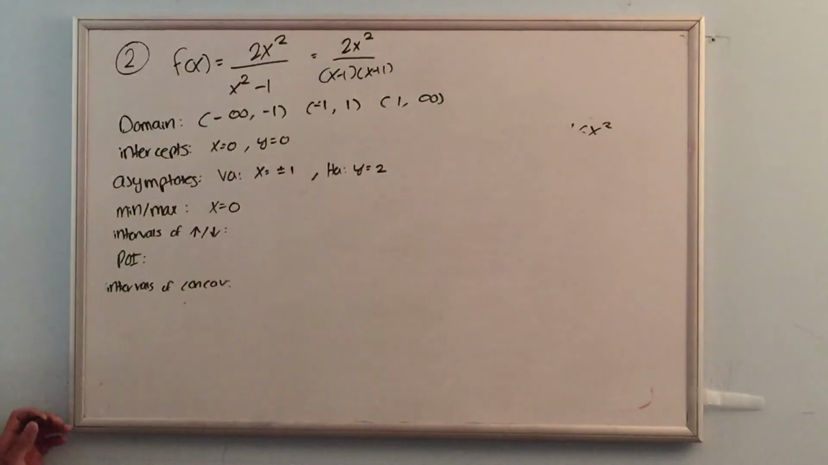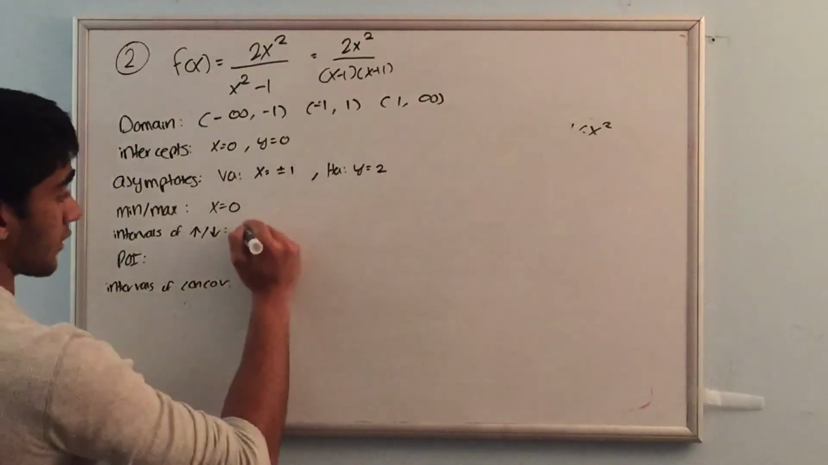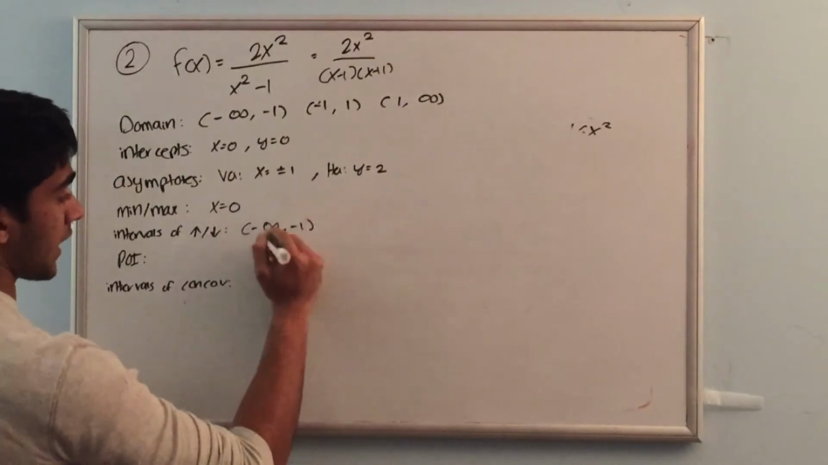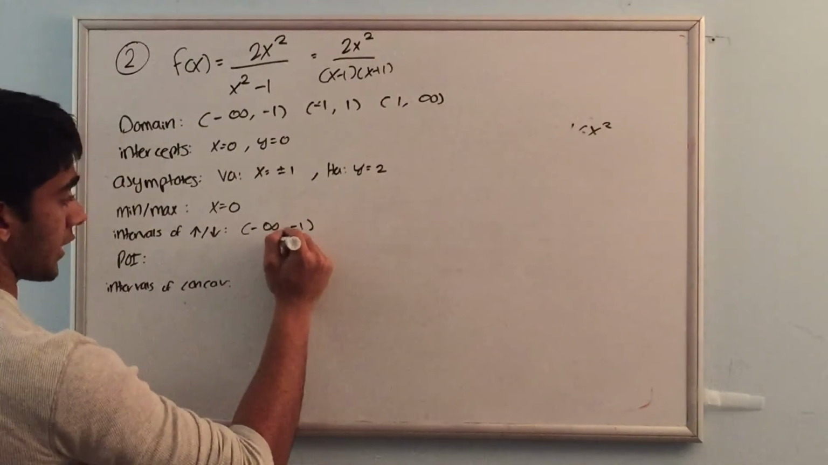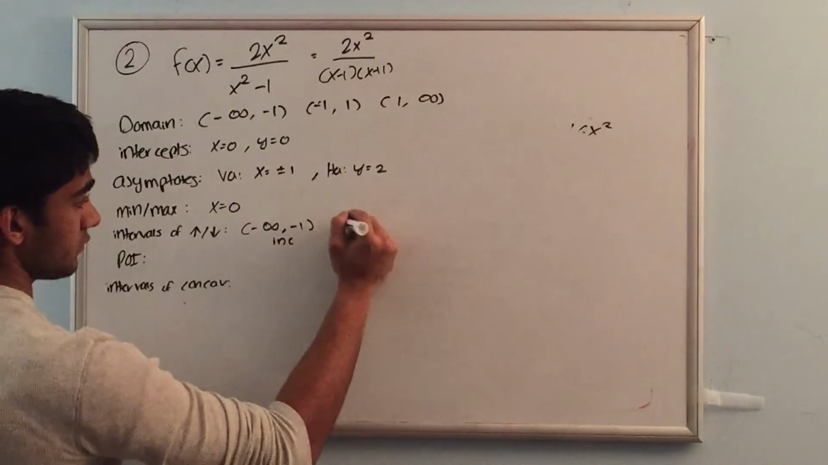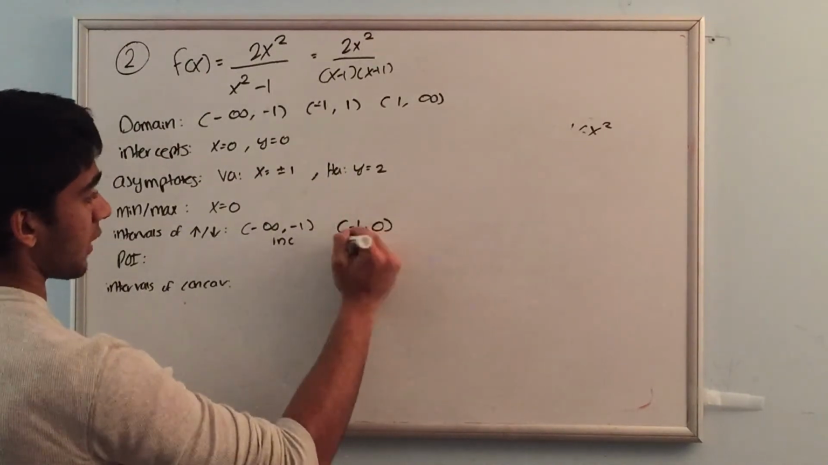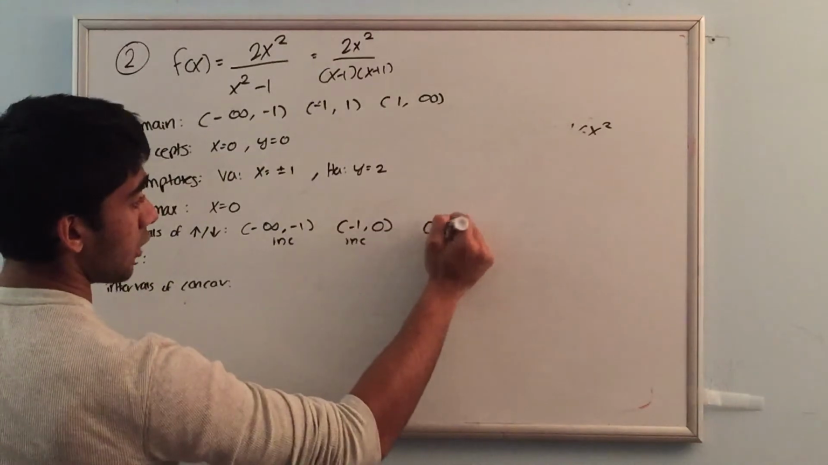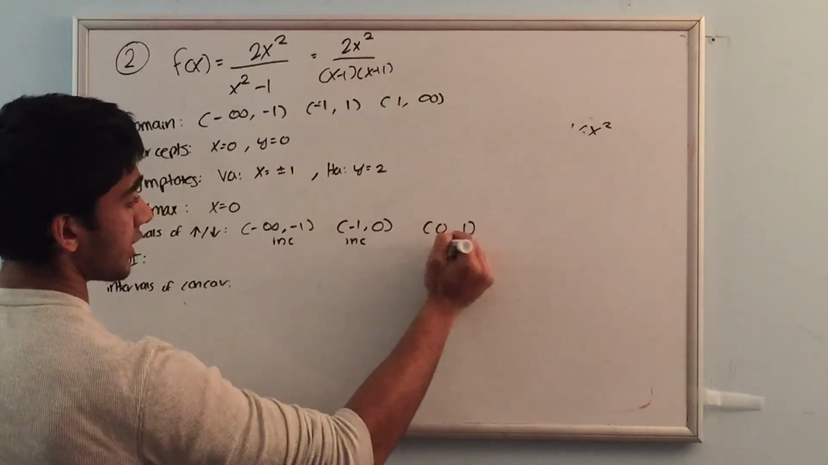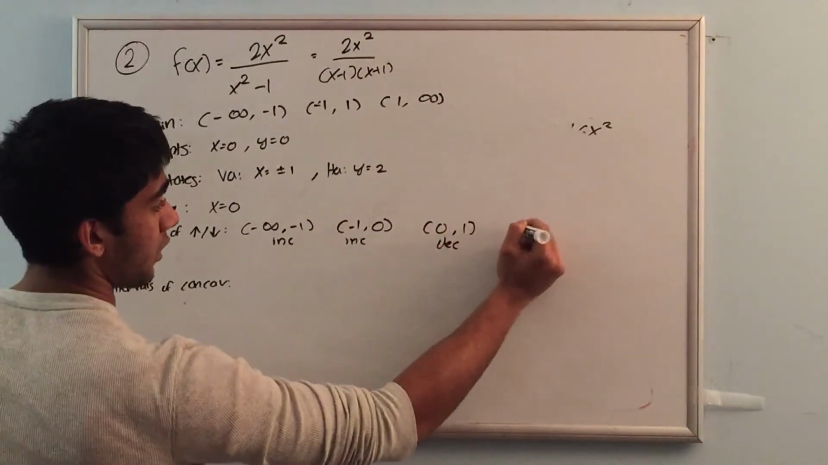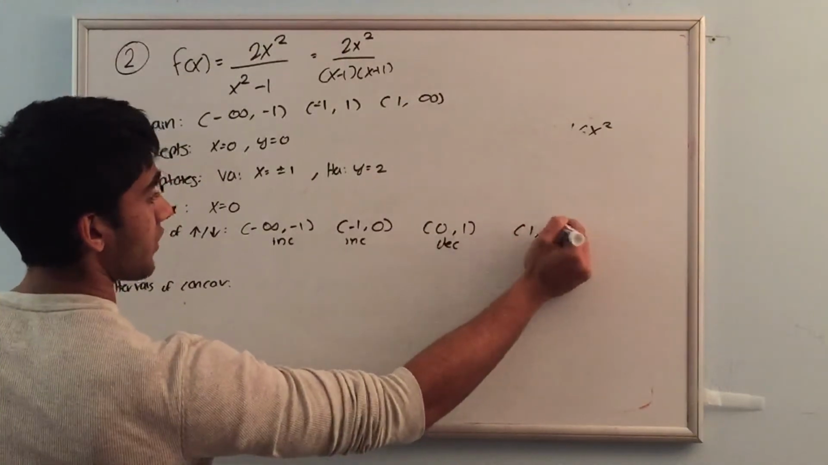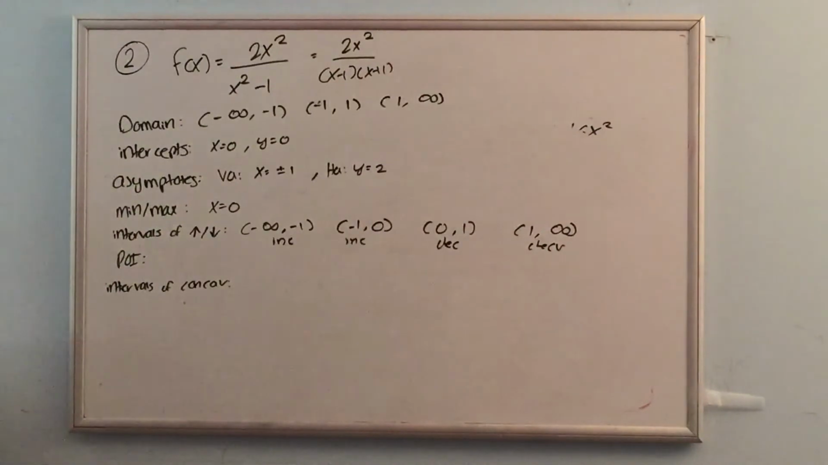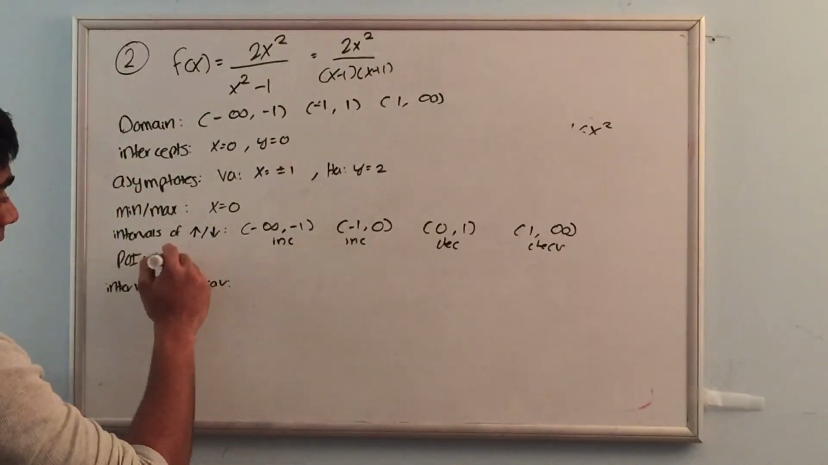And we had intervals. We had an increasing interval from negative infinity to negative 1. From negative 1 to 0, we also had an increasing interval. From 0 to 1, we had a decreasing interval. And from 1 to positive infinity, we also had a decreasing interval. So, for our POIs, we had none.